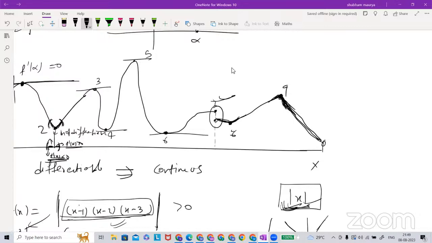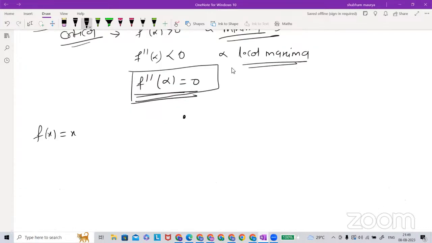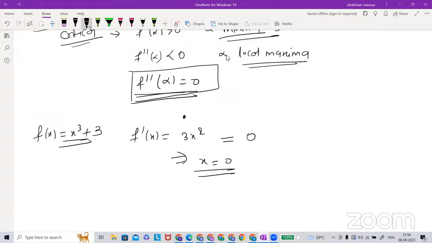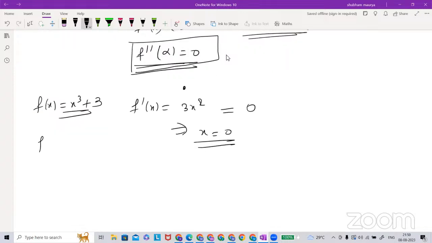Let me take an example. f(x) is equal to x cube plus 3. Now let's differentiate this function. This is going to be 3x square, right? To find the critical points, equate it to 0 and solve this equation. This gives x equal to 0 as the only critical point. Correct? Now differentiate again: f double prime is going to be 6x, and at 0 it is going to be 0. See, the problem is here.